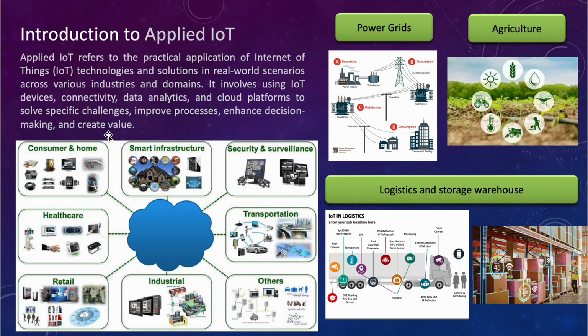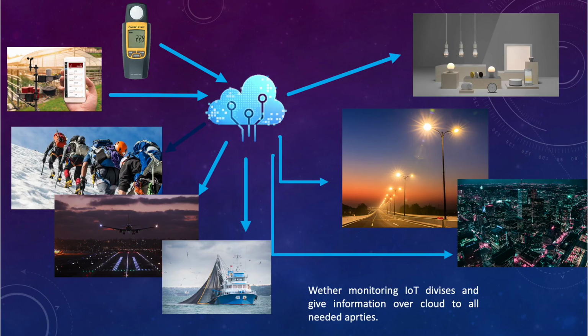So again, if you take here, we can see the fisherman who's going out to sea, the planes that are taking off, the people who are going to remote locations like mountains, hiking, and so on and so forth, and smart city lighting, everything. That decision making can take place efficiently, properly through IoT systems.